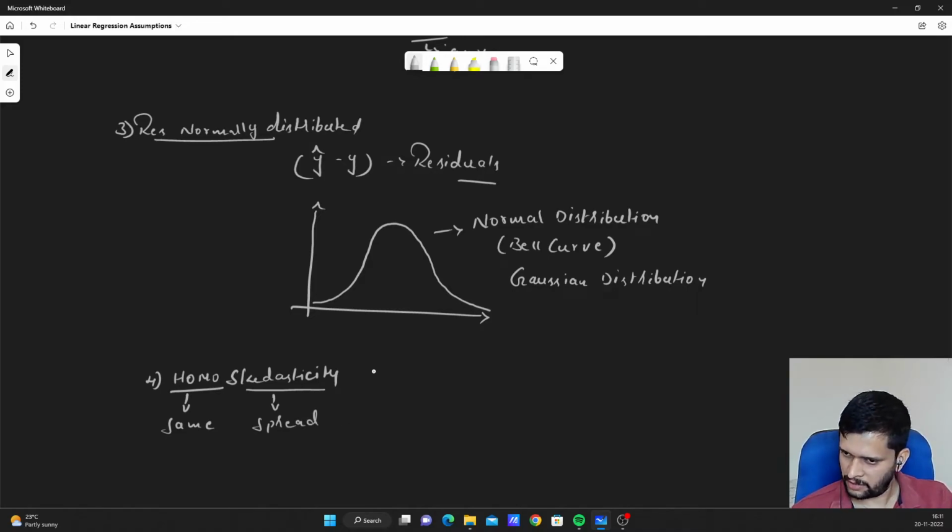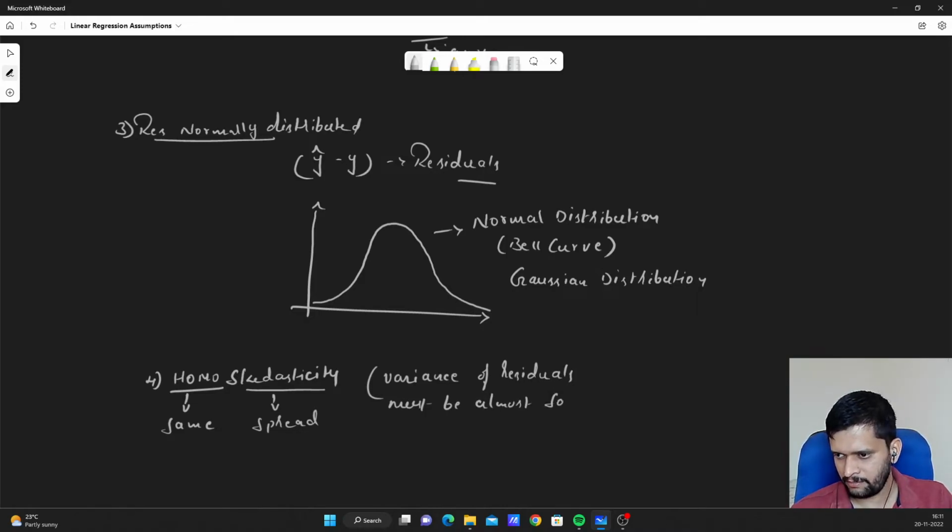Homo means same. Skedasticity means spread. Or in other words, we can say that the variance of residuals must be almost the same across the predictions. Across predictions represented by y hat.